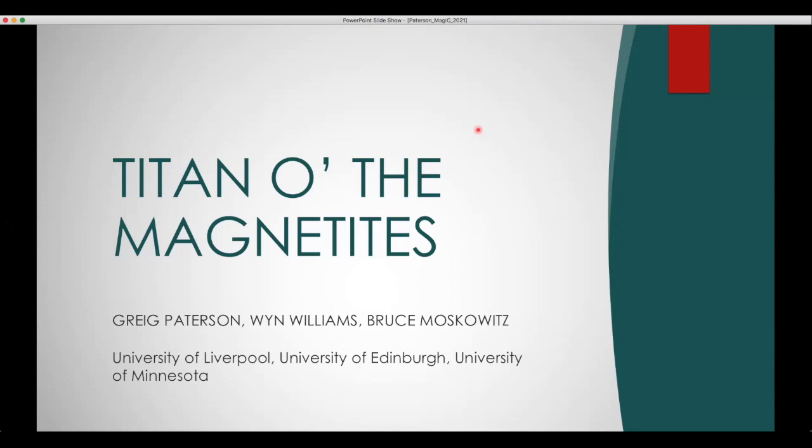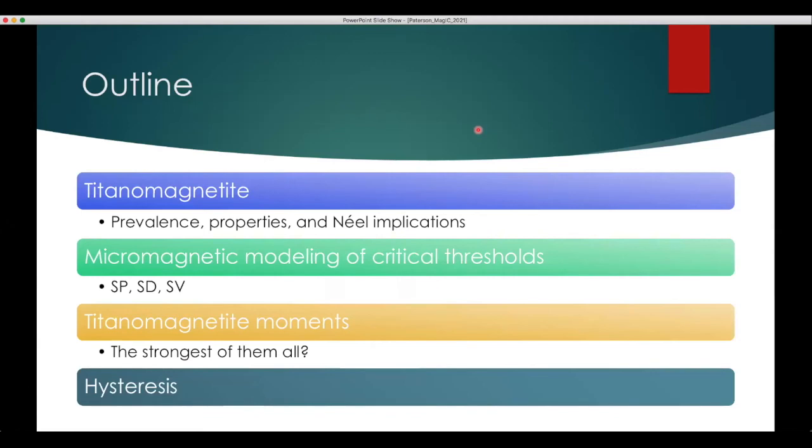So today I'm just going to talk a bit about some of the numerical micromagnetic modeling work that we've been doing on titanomagnetites. And we'll start with a very basic bit of background on titanomagnetites, their prevalence, properties, and a little bit of the Néelian theory implications.